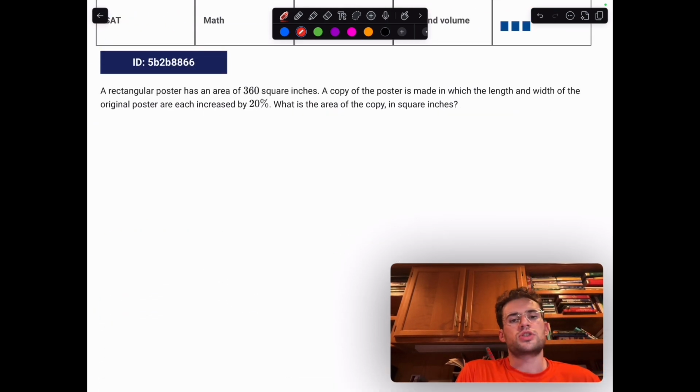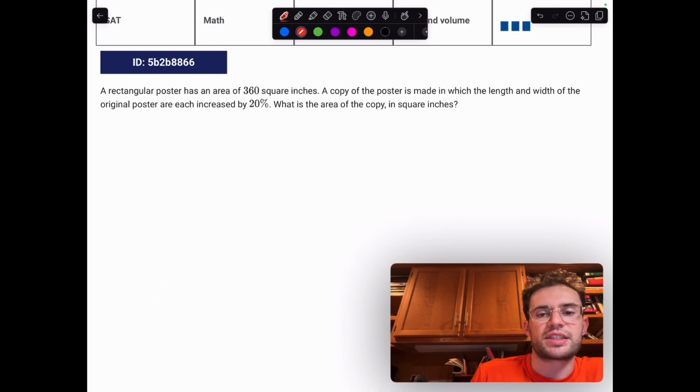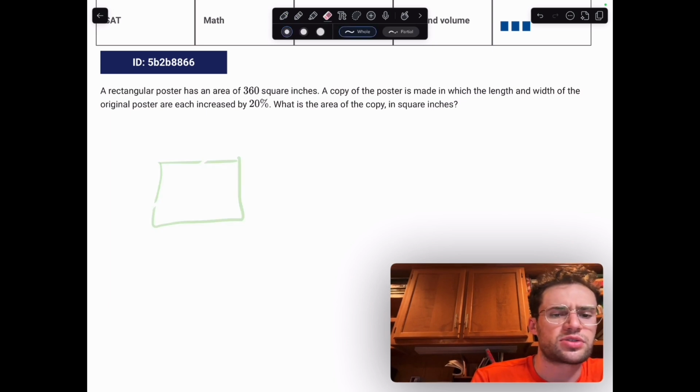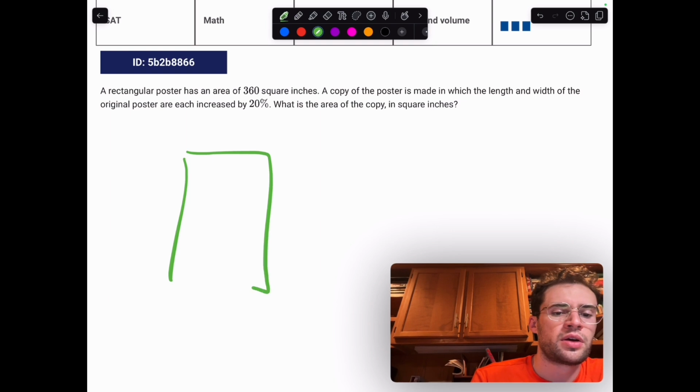A rectangular poster has an area of 360 square inches. All right, so we've got 360. I just drew that a little bit too much like a square. We don't know if it's a square, we just know it's a rectangle.